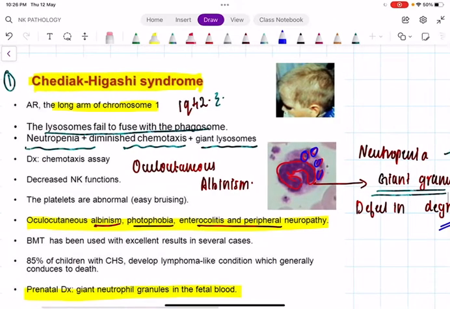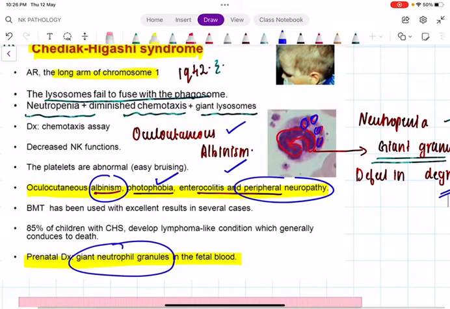They will give a case history: so and so boy comes with complaints of oculocutaneous albinism and photophobia. Oculocutaneous albinism is a characteristic feature. Then peripheral neuropathy. What will be the diagnosis? On microscopy, you will see giant granules. What is it? Chediak-Higashi syndrome, autosomal recessive. We can see giant neutrophil granules.